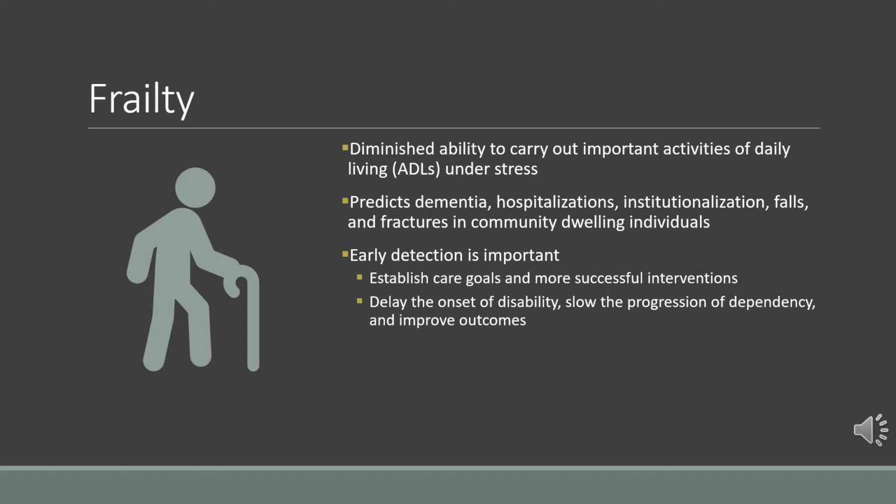Frailty is the diminished ability to carry out important activities of daily living, or ADLs, under stress. ADLs are basic self-care tasks such as walking, feeding, bathing, dressing, and toileting. The presence of frailty predicts dementia, hospitalizations, institutionalization, falls, and fractures in community-dwelling adults. Early detection is critical. Identifying frailty early allows the older adult to work with their healthcare team to establish care goals and more successful interventions. Early detection may also delay the onset of disability, slow the progression of dependency, and improve outcomes.